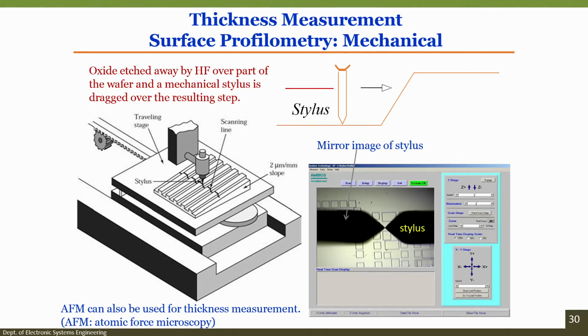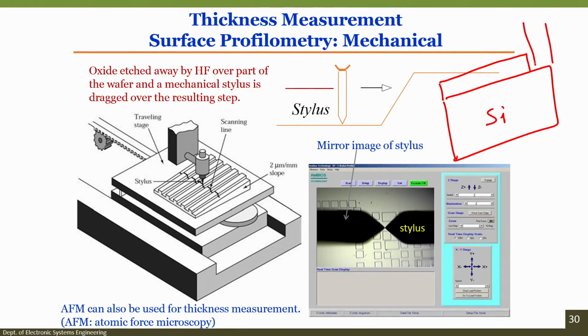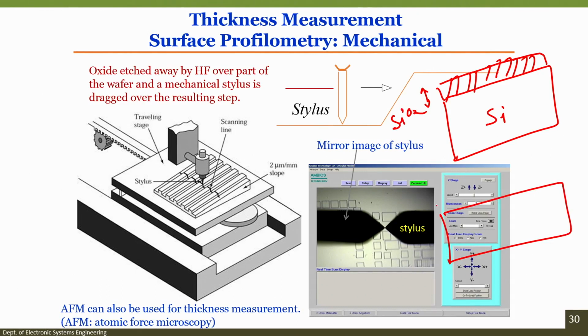And how does it work? In this case I have a silicon wafer and I have silicon dioxide grown on it. Deliberately I will leave this space, I will not grow silicon dioxide in this area. Or let us say in another way, if I have silicon dioxide everywhere like this, and I want to know the thickness of this silicon dioxide, then I will perform photolithography and etch silicon dioxide only in this area, where in the other area silicon dioxide still is there.